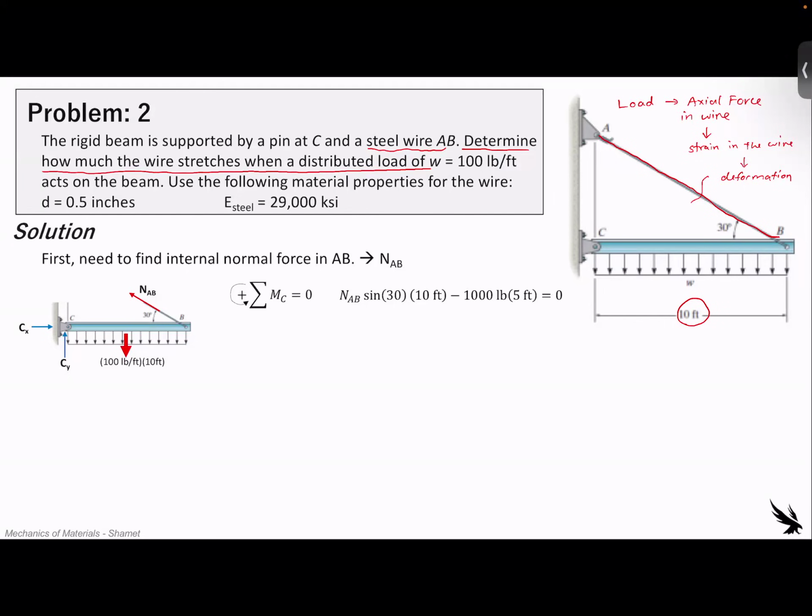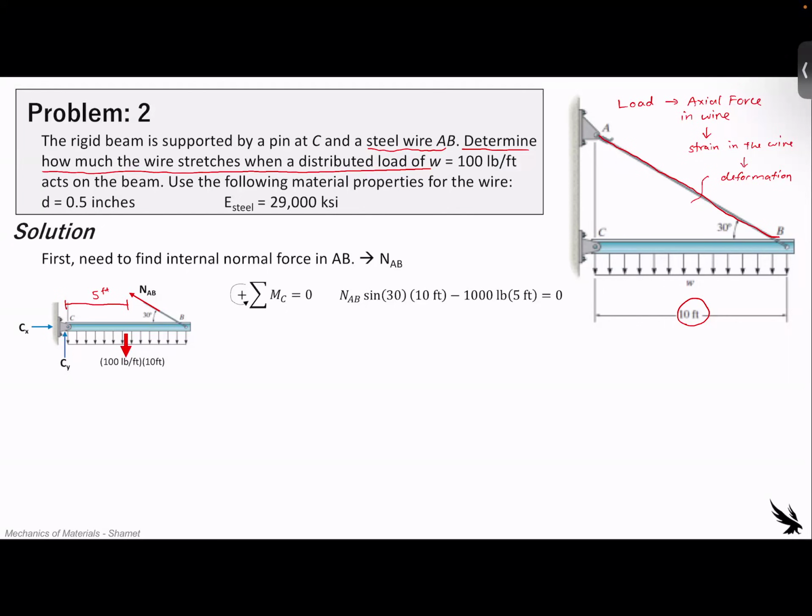And then we have the resultant of the distributed load. So remember, the distributed load is 100 pounds per foot, and the total length of that beam is 10 feet. So 100 times 10, that's 1,000 pounds, and that's acting 5 feet away from point C. So 5 feet away from point C, because it's rectangular, we take it in the center, and that's where that's coming from here.